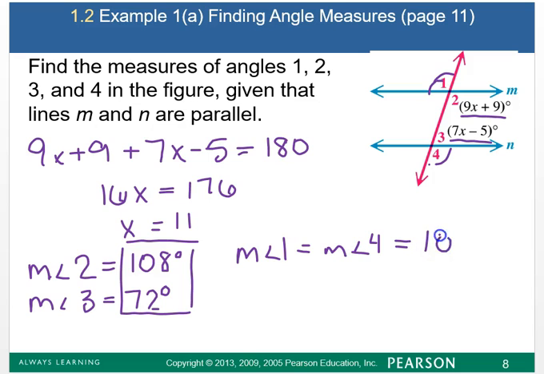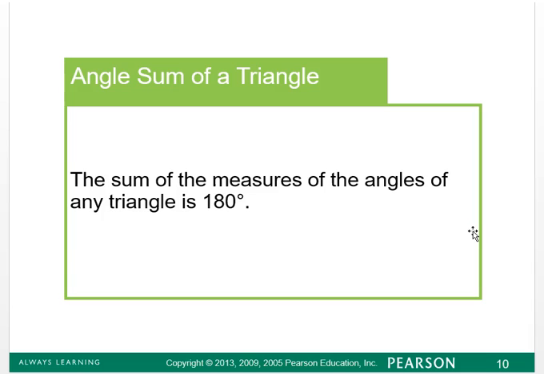Those equal 108 degrees. Okay, so we're done with that one. Now, angle sums of a triangle. We should know that all interior angles inside a triangle are going to add up to 180 degrees.